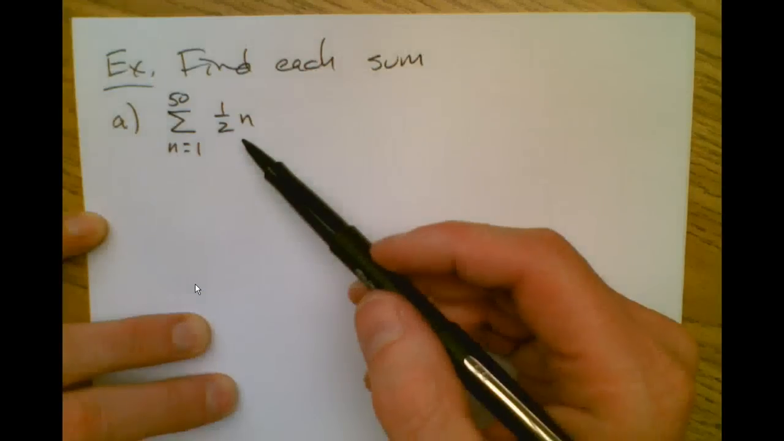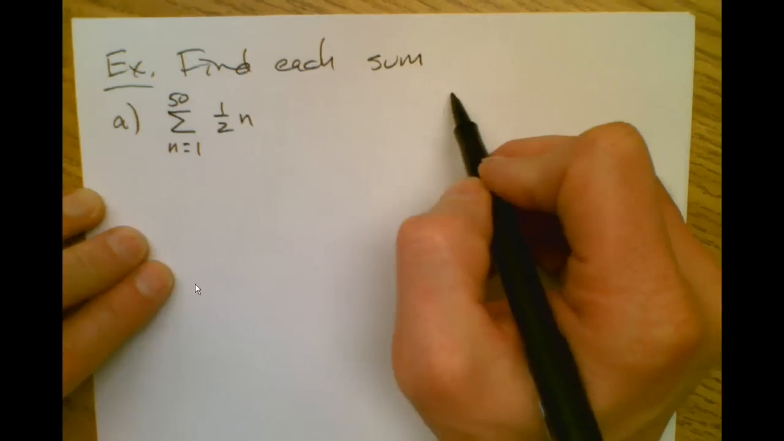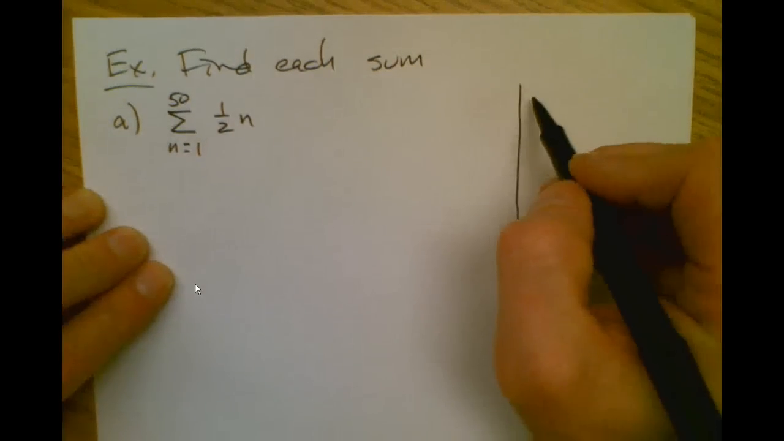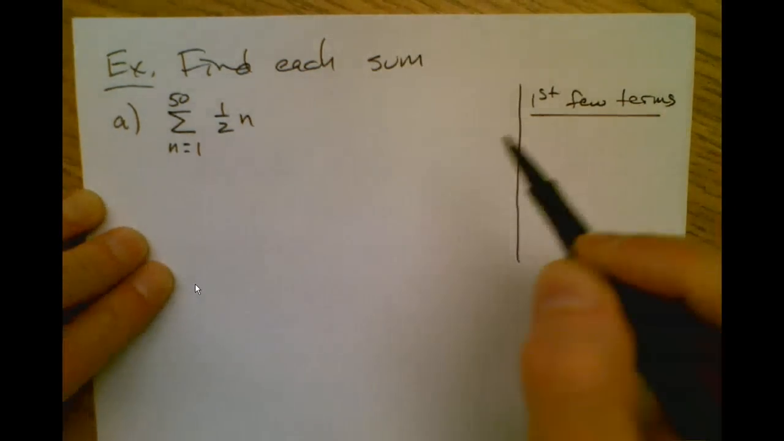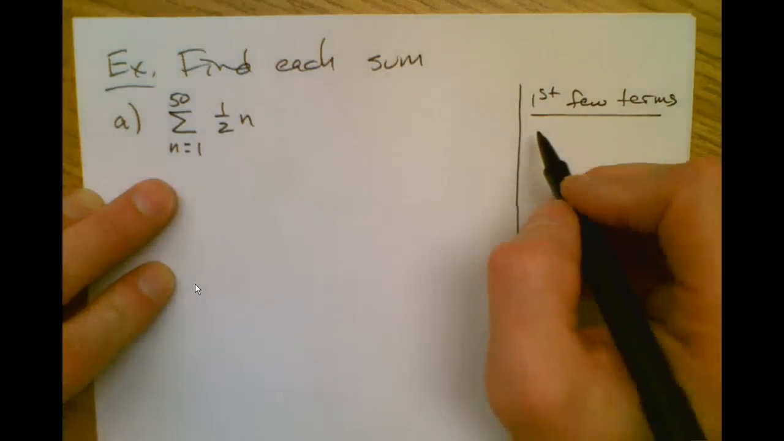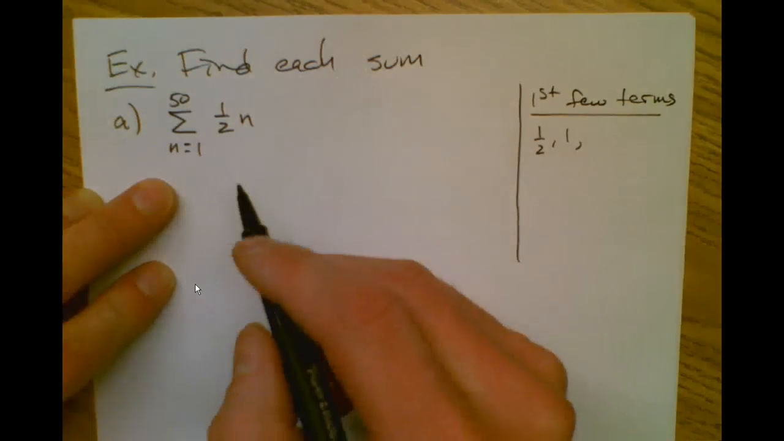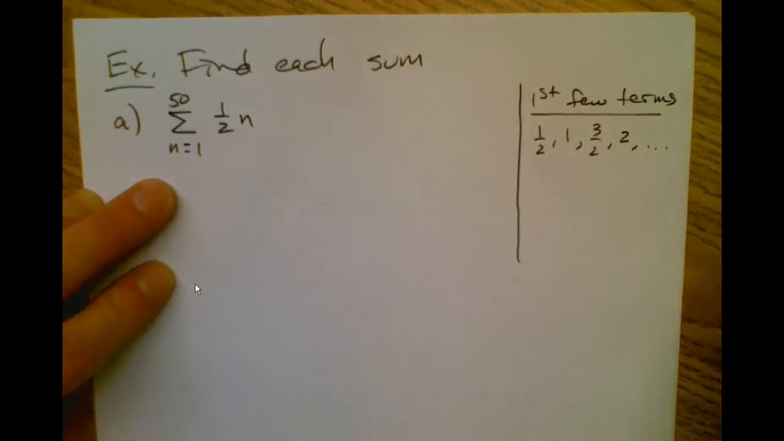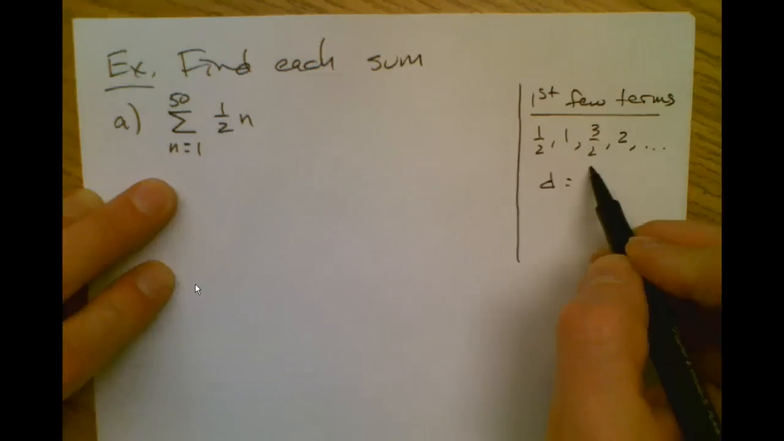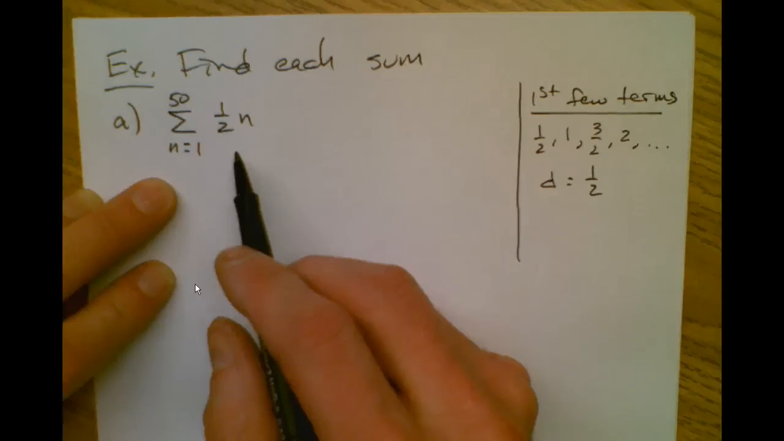So we need to make sure that this is an arithmetic sequence, so I'm going to figure out what the first few terms are. A little scratch work on the side here. When I plug in 1, I'm going to get a half. When I plug in 2, I have a half times 2, so that's 1. When I plug in 3, I'm going to get 3 halves. When I plug in 4, I'm going to get 2. And you can see it's going to continue. So my common difference d is a half because we're going up by a half each time. So this one is, in fact, arithmetic.